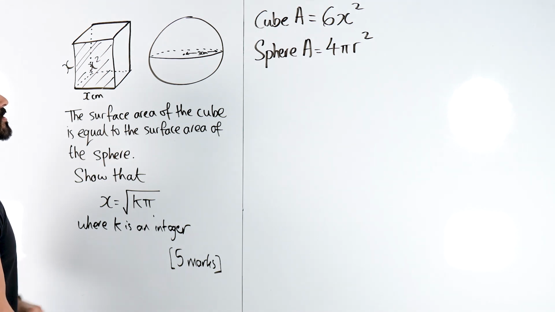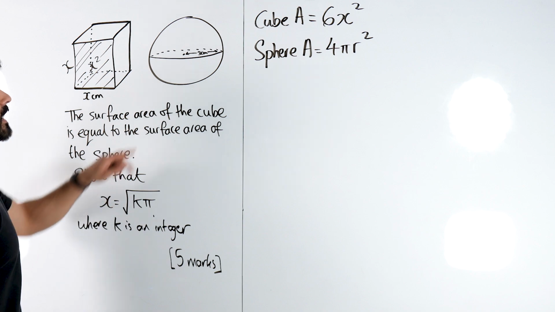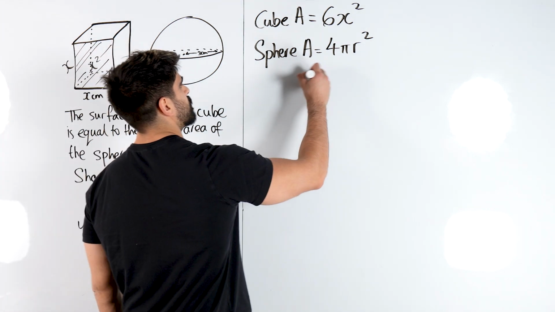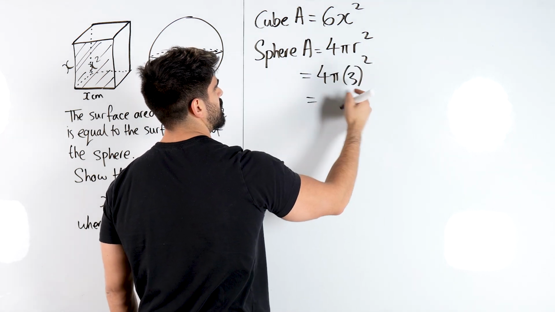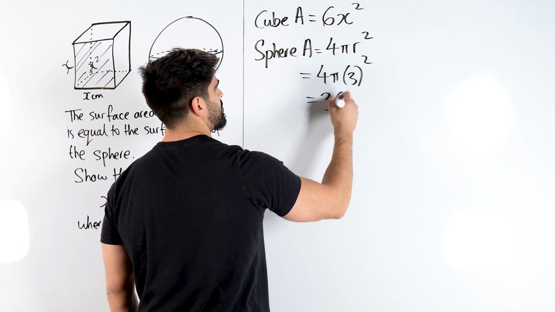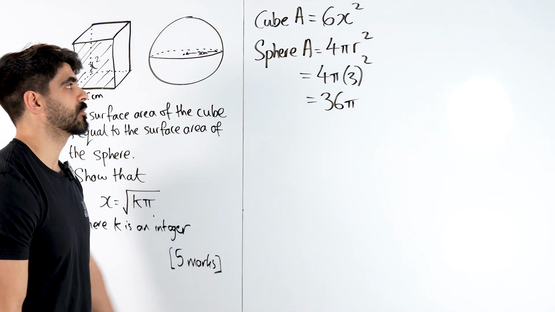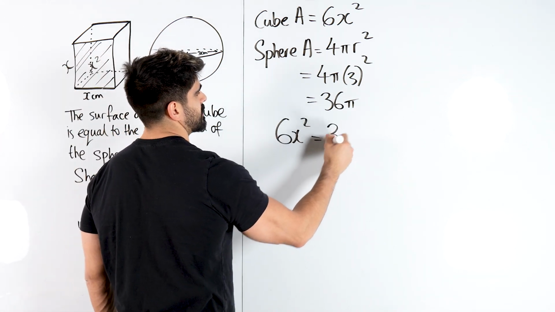They are saying that these 2 things are the same. However, they have told us that the radius of the sphere is 3. So make that substitution. We get 9 times 4 is 36 pi. Now we're going to equate them. So we have 6x squared is 36 pi.